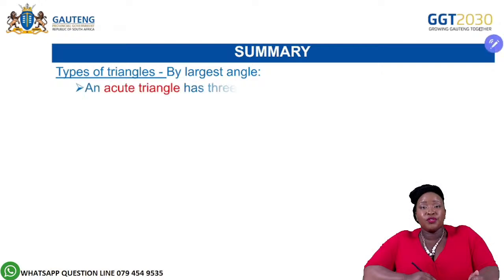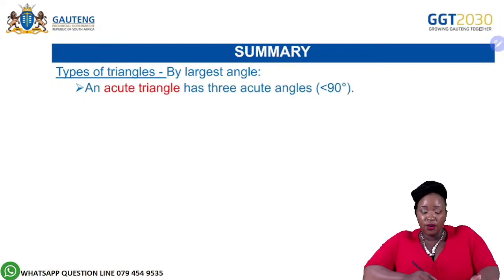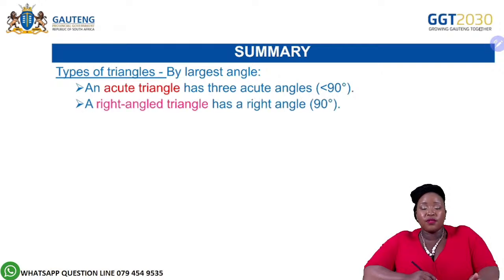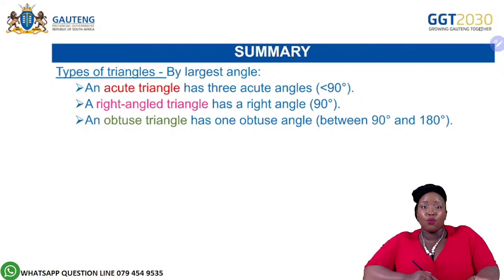And then we also looked at triangles by their largest angle. An acute angle triangle will have three acute angles, so all three angles will be less than 90 degrees. A right angle triangle will have one right angle. And I hope after we did our investigation, you understand why we have one right angle. Because the interior angles of a triangle add up to 180. You need three angles to add up to 180. But if you have two 90-degree angles, that shape will no longer be a triangle because it will have a sum of interior angles more than 180 degrees.